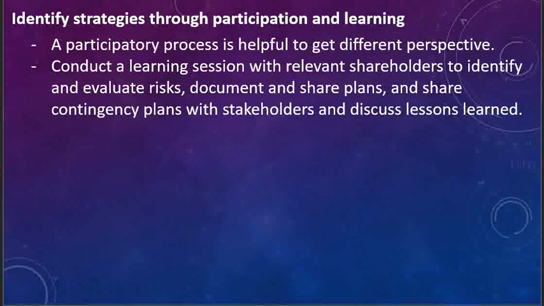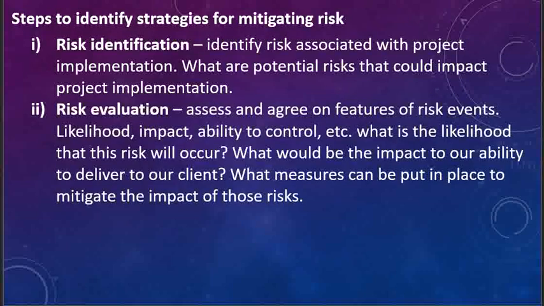All right, so let's look at the steps in mitigating risk. So what are a few steps in mitigating risk strategies? So we are going to have risk identification. So the first thing is the risk identification. Identify risks associated with the project implementation. What are the potential risks? All right, and then also go back to your decision tree and analyze, evaluate if this risk is valid.